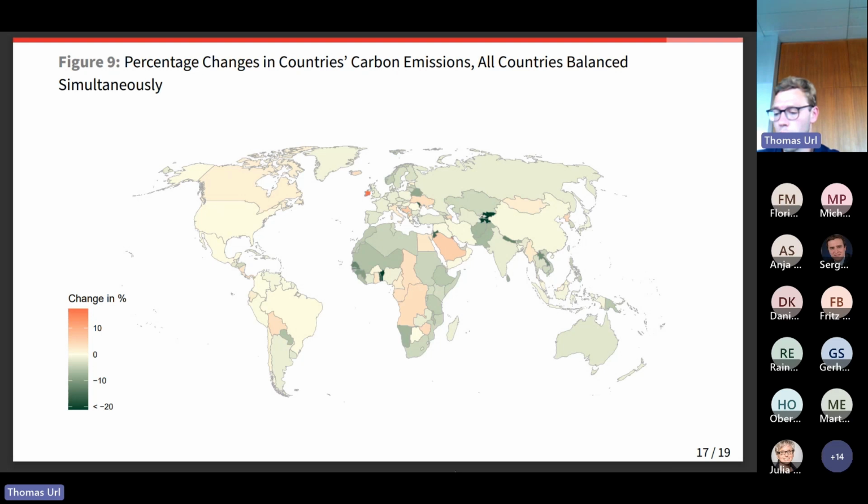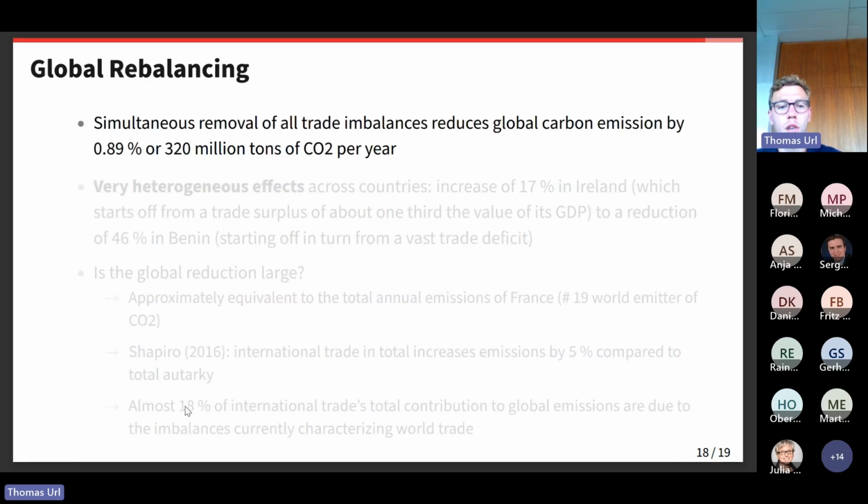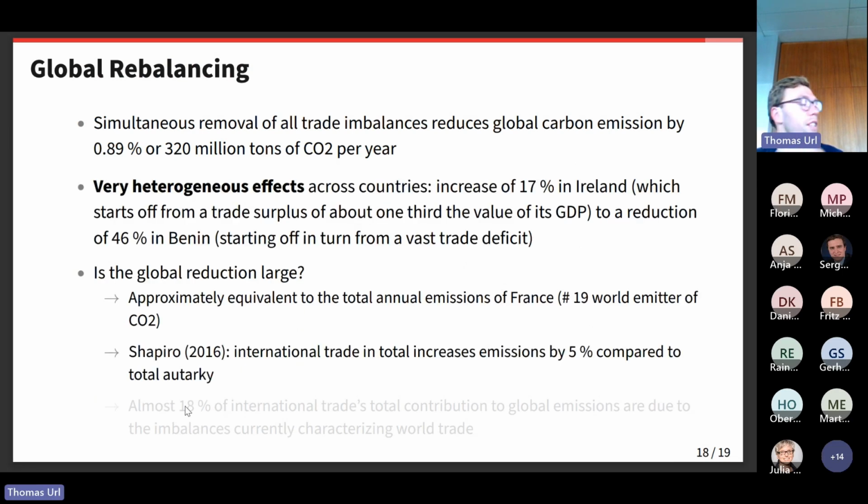Won't go into detail there, but when you consider 0.9% reduction in global carbon emissions, this doesn't sound that much. But when you compare it to a paper by Joe Shapiro, basically calculating the total effect of international trade, which is, when we would move to autarky, how much emissions would we save? I mean, or less emit.